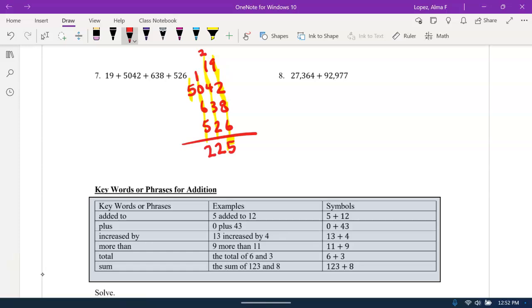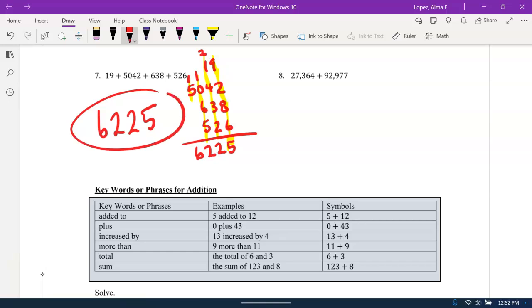12 will be bringing down the 2 and carrying the 1. And finally, 5 plus 1 is 6. So the sum of these four numbers is 6,225. And one more of these, and then I'll take a little break and go to the next video with you.